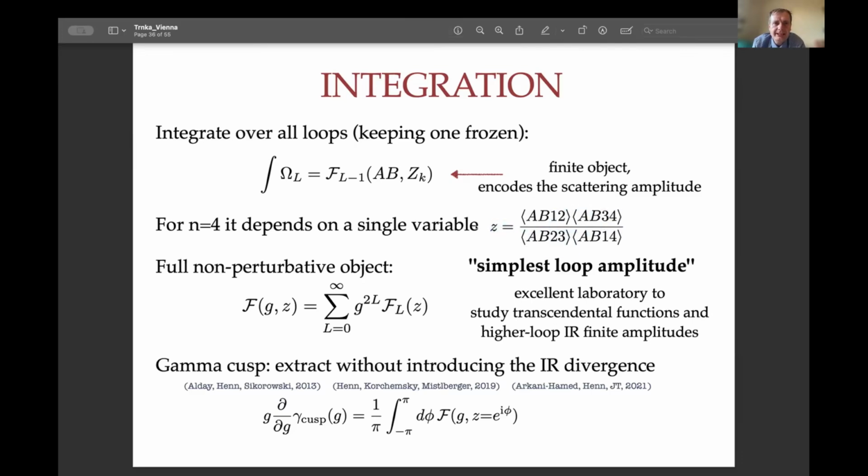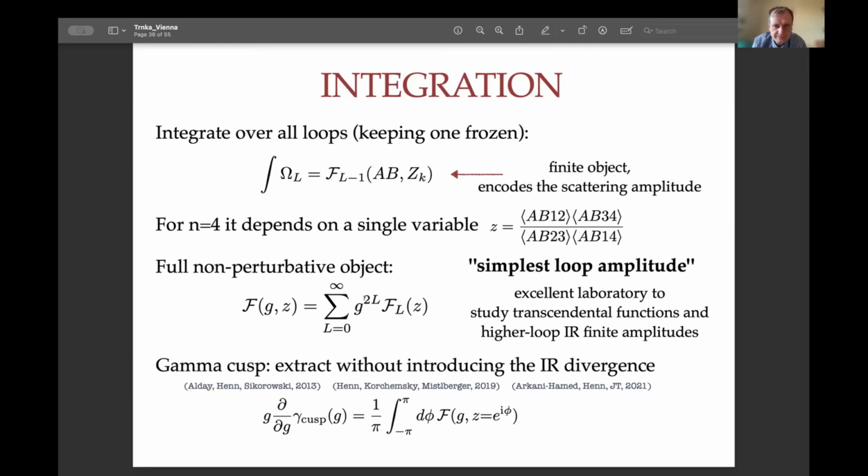This kinematical variable we call Z is a ratio of these 4 brackets. The AB is the last loop we didn't integrate over, so we basically treat it as the external data, not the loop data here, because we don't integrate over it. And this is the only cross ratio you can write given the dual conformal symmetry.